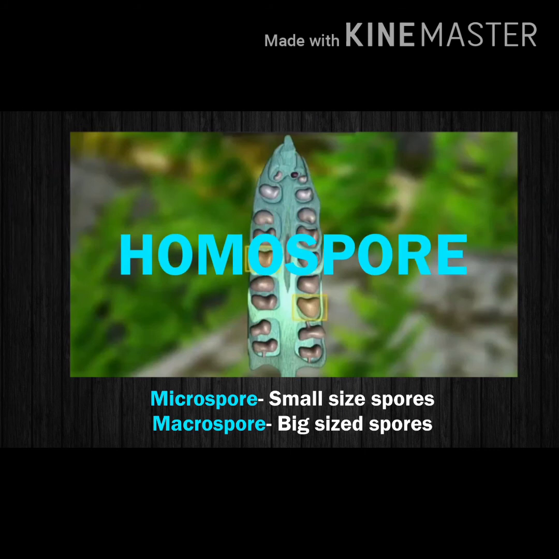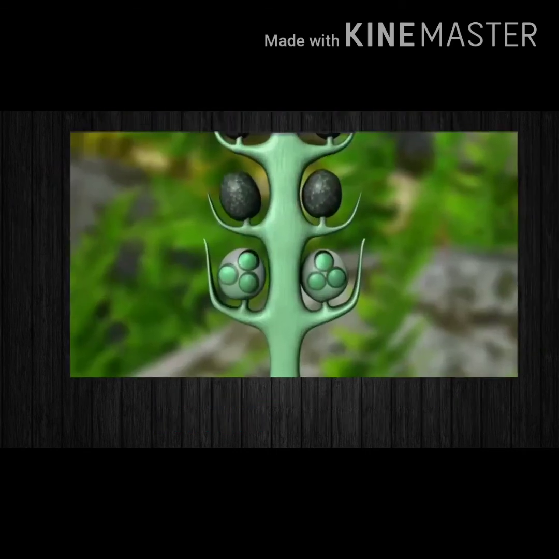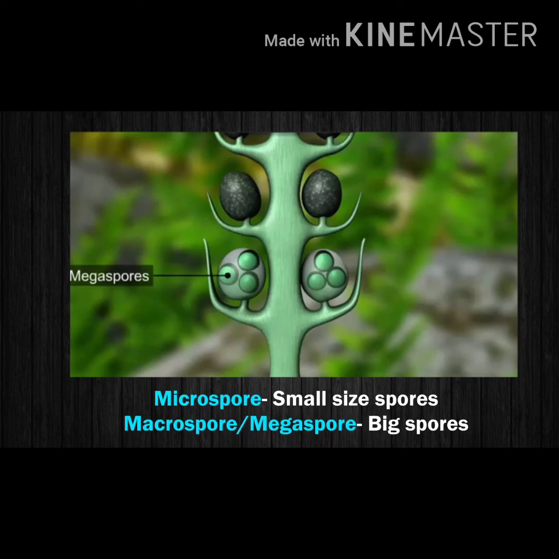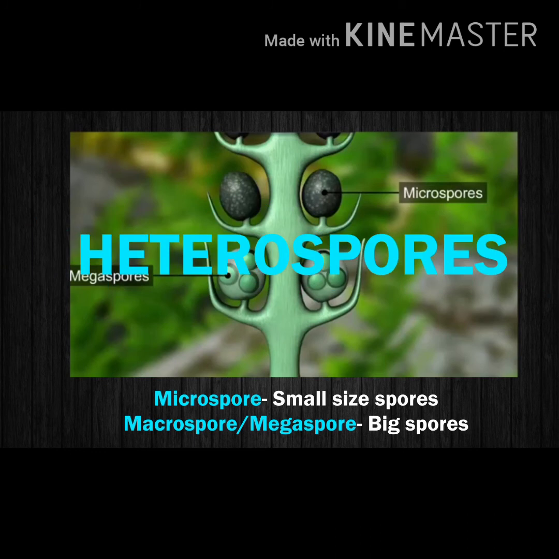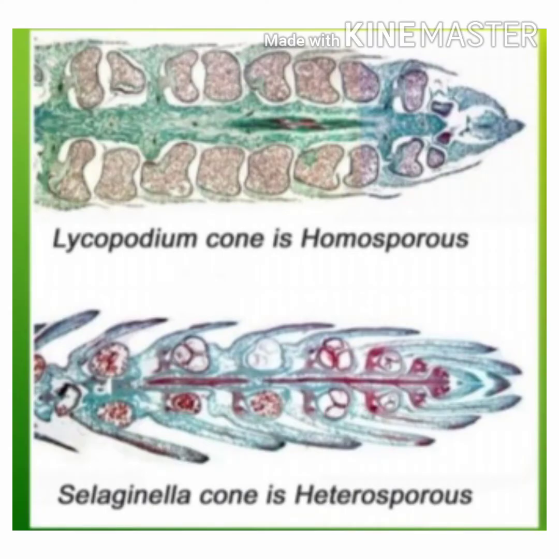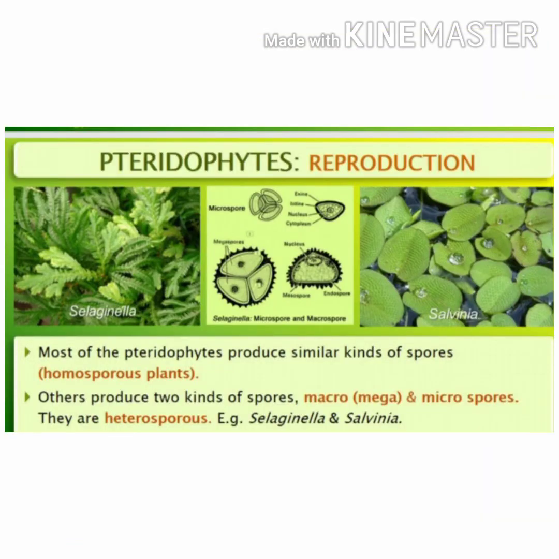But some pteridophytes like Selaginella and Salvinia possess both microspores and macrospores. The same cone is bearing both macrospores and microspores. That condition is called heterospory. Hetero means two. It bears two types of spores on the same cone or strobilus. The macrospores are otherwise called megaspores.